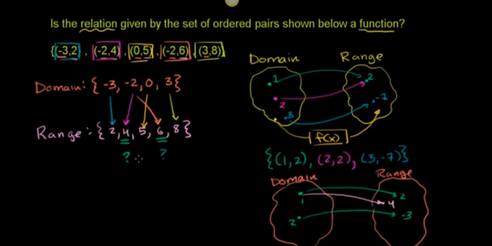And because there's this confusion, this is not a function. You have a member of the domain that maps to multiple members of the range. So this right over here is not a function.